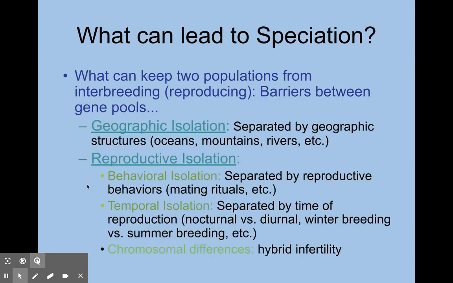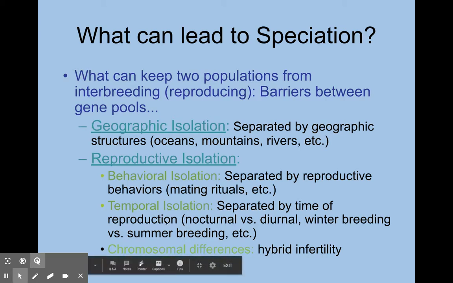Reproductive isolation. So basically not allowing these species to reproduce together. So one is a behavioral isolation. So now a species might have different mating rituals. So now that they have different mating rituals, these two species will not be reproducing together. So then they become completely different species.